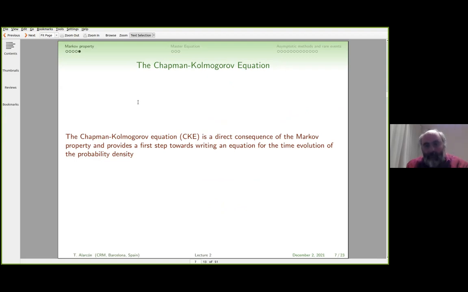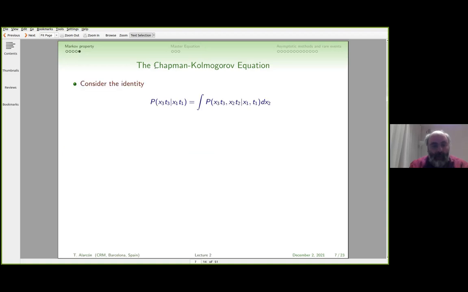Okay, so a direct mathematical consequence of the assumption that the system is a Markov process is this result that we call the Chapman-Kolmogorov equation.